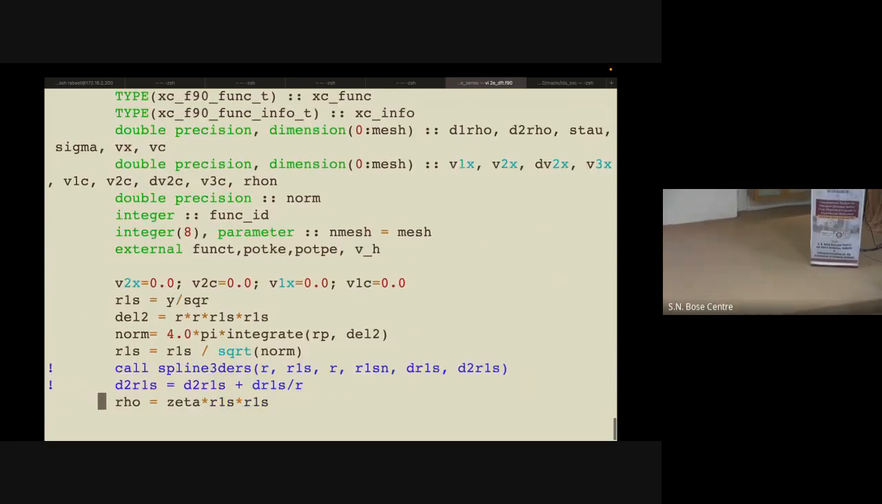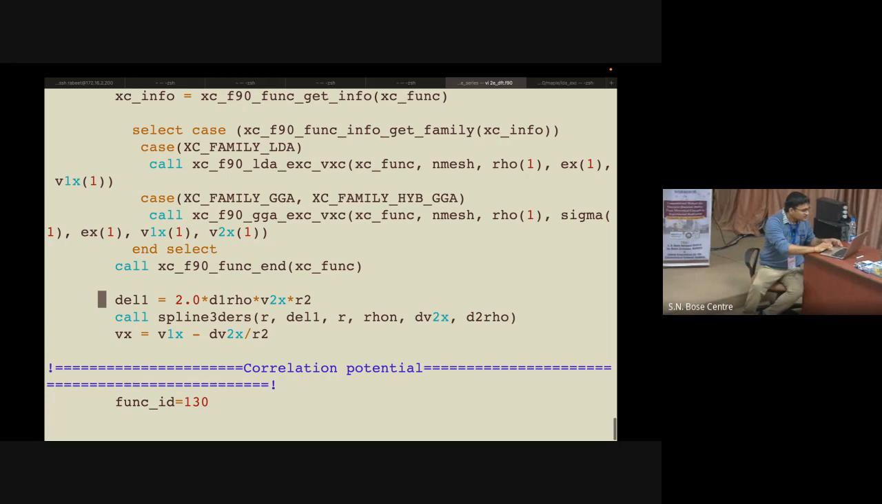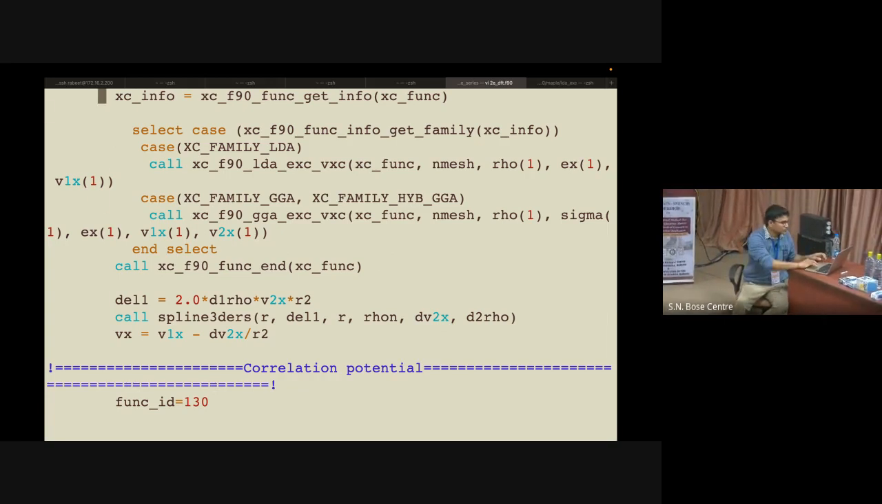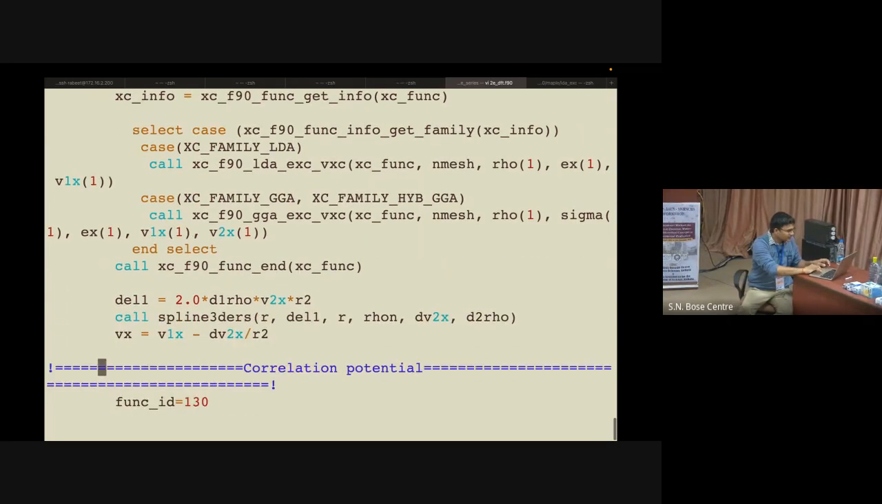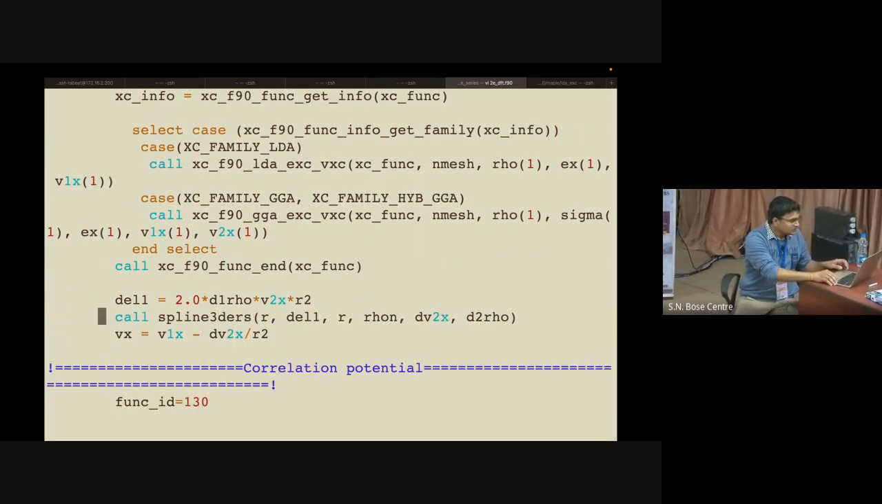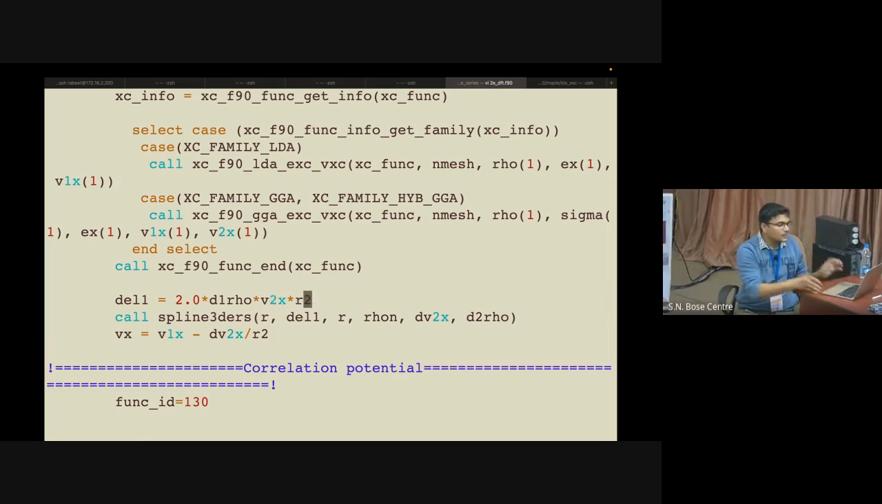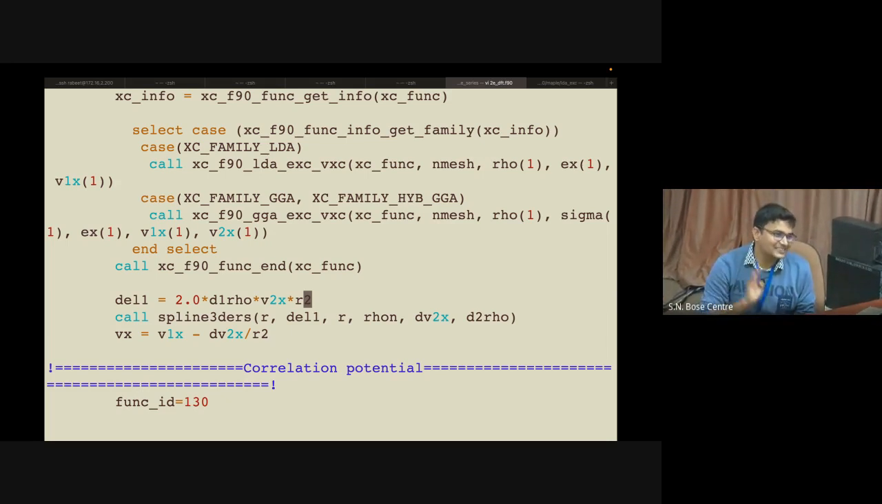Like in libxc, what happens? These functional derivatives are calculated in fractions. You have to combine those fractions. So let's say I am calculating this exchange potential. You can see I'm calculating first this d1 rho, which is the derivative of density, and multiplying it by d2x, which is coming from the libxc subroutine, and multiplying by r2. I don't remember why I'm multiplying by this r2.